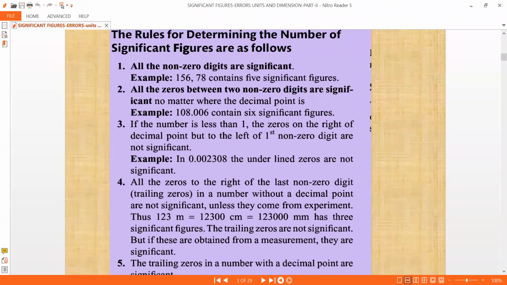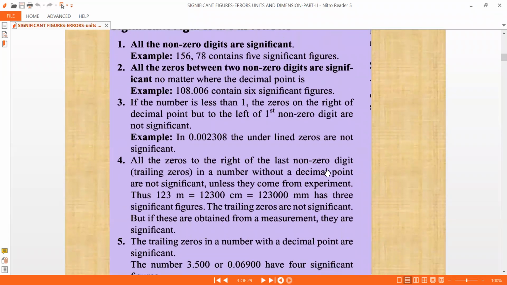Next, trailing zeros to the right of the non-zero digit in a number without a decimal point are not significant, unless they come from the experiment. Thus, 123 meters, 12300 centimeters, 123000 mm have 3 significant figures. I hope you understood this one.